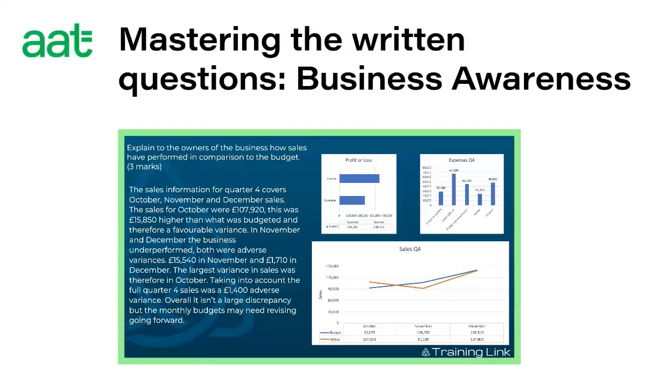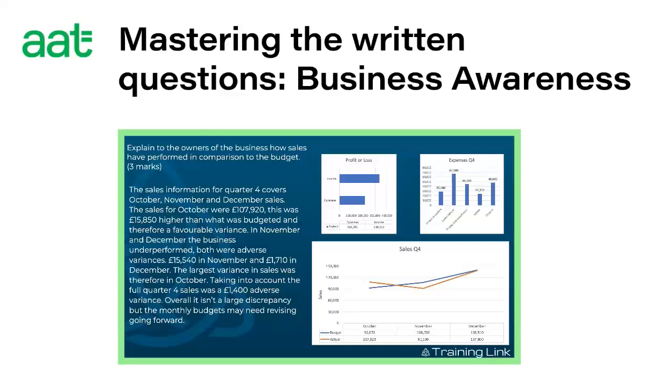So the sales information for Q4 covers October, November, and December sales. Sales for October were 107,920, which we can see ties up with the actual. This was 15,850 higher than what was budgeted, and therefore a favourable variance. In November and December, the business were underperforming. Both were adverse variances, 15,540 in November and 1,710 in December.